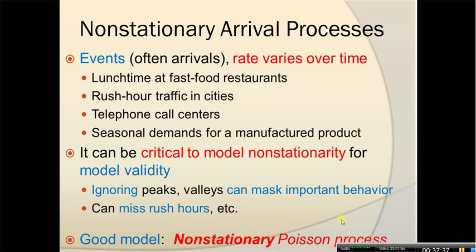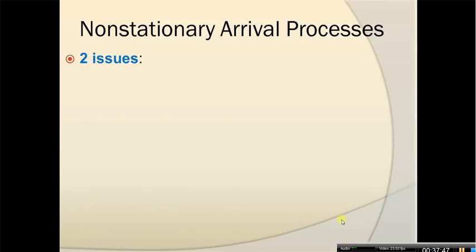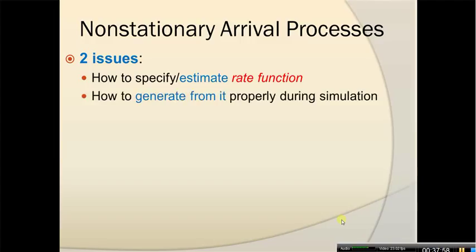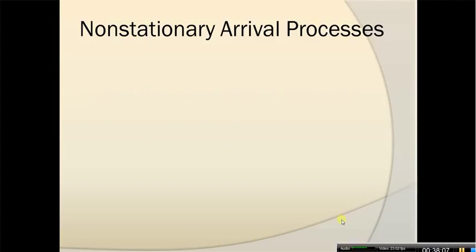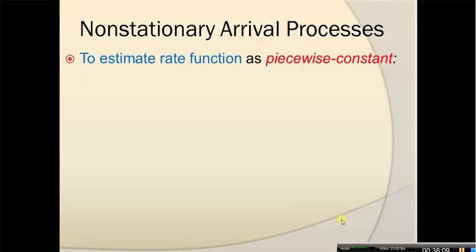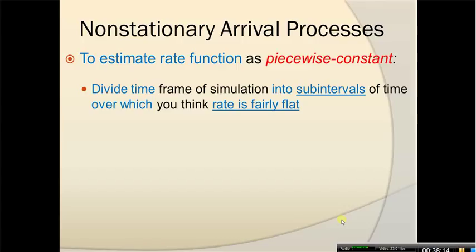So a good model in that case, when you have the rate of events vary over time, is to use this non-stationary Poisson process. And there are often two issues that arise when you want to model non-stationary arrivals: how to specify or estimate the rate function, and also how to generate from it properly during simulation. There are actually several ways to estimate the rate function, and we'll just do piecewise constants. We estimate the rate function as piecewise constant by following this procedure.